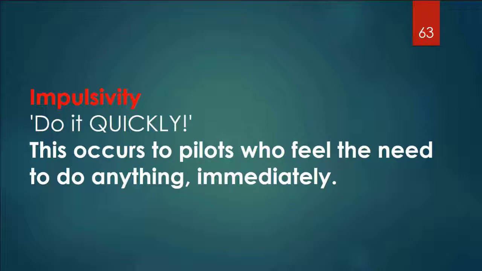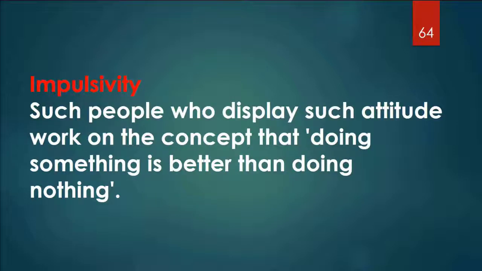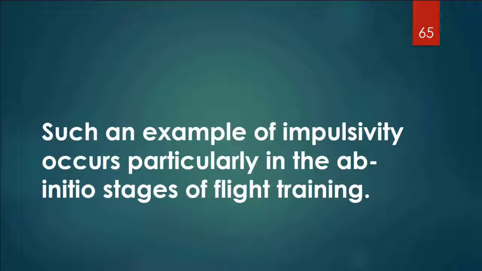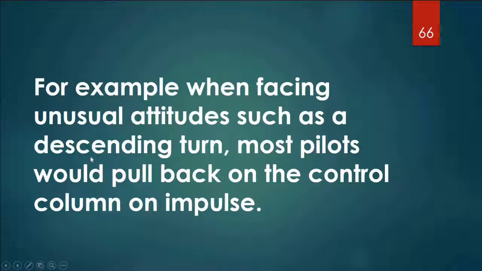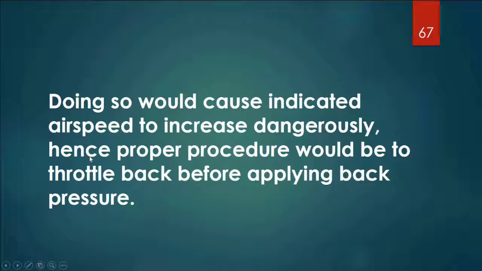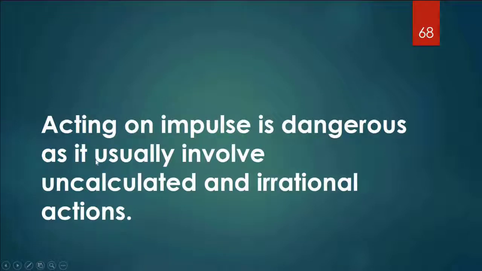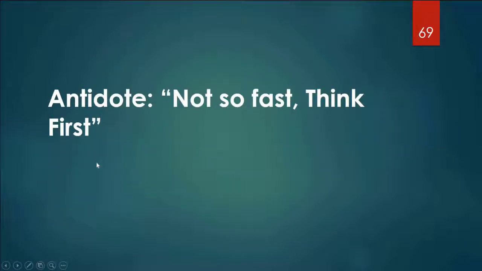Impulsivity: do it quickly. This occurs to pilots who feel the need to do anything immediately. People who display such an attitude work on the concept that doing something is better than doing nothing. Such an example of impulsivity occurs particularly in the early stages of flight training. For example, when facing unusual attitudes such as a descending turn, most pilots will pull back on the control column on impulse. Doing so would cause indicated airspeed to increase dangerously, hence proper procedure would be to throttle back before applying back pressure. Acting on impulse is dangerous and it usually will involve uncalculated and irrational actions. Antidote: not so fast, think first.